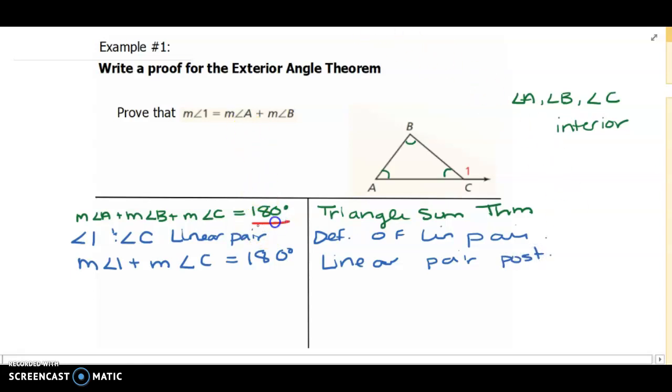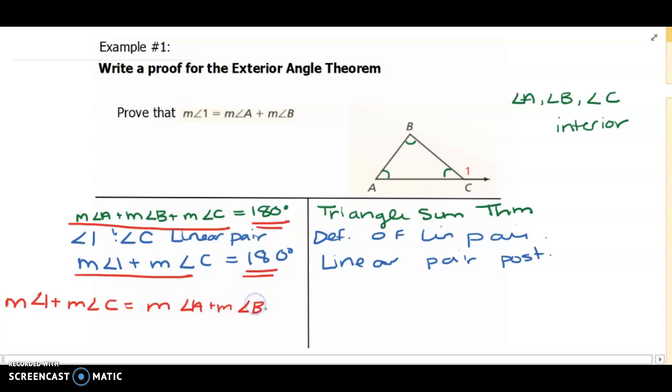Now, 180 and 180. So, since these both are equal to 180, I can say that they are equal to each other. So measure of angle 1 plus measure of angle C equals measure of angle A plus measure of angle B plus measure of angle C. And you could put in here either transitive property or you could put substitution. Either one of those would work.